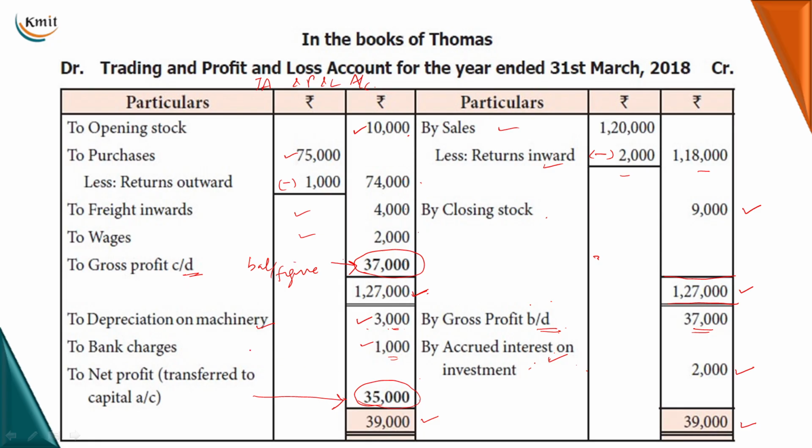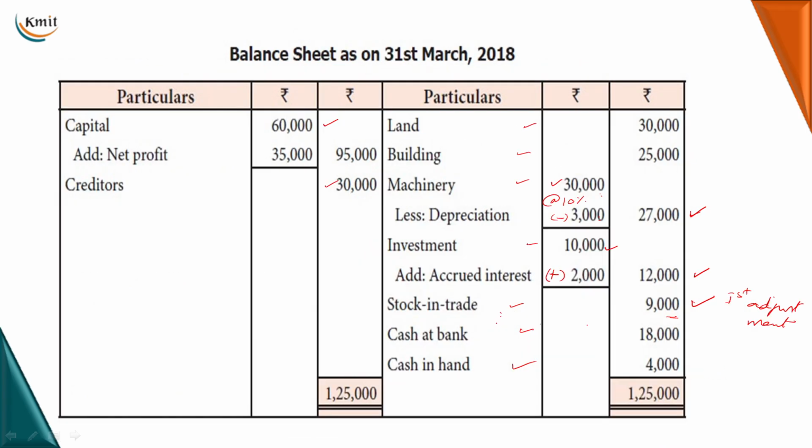This will again be transferred to the capital account of the balance sheet. So coming here, the net profit is added to the capital, which is carried forward from the P&L account. So the total amounting to 95,000. So creditors are there.